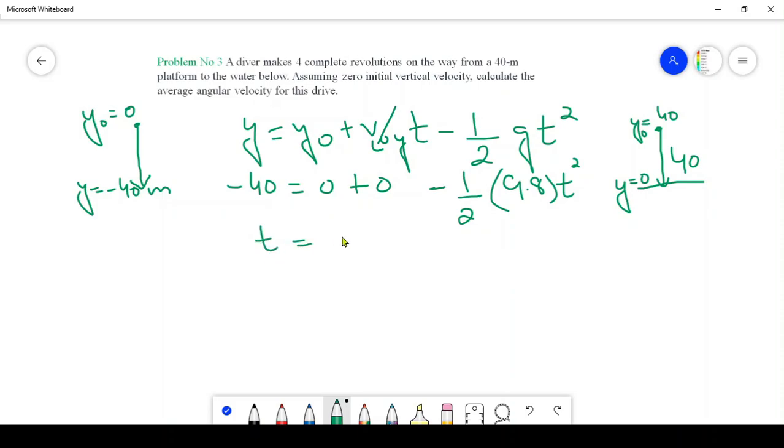We obtain that t is equal to 40 cross 2. This minus sign would be cancelled out by that minus sign, and this whole relation is divided by 9.8. As it is t square, we need to take the square root to cancel out the square on t. If we solve for time, we would get a value of 2.86 seconds.